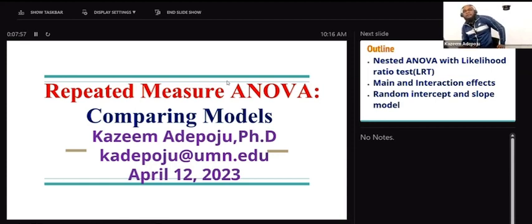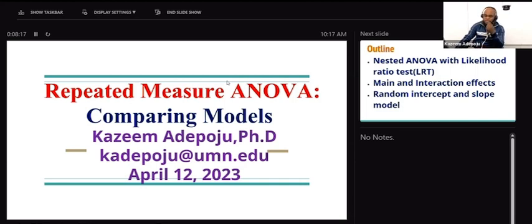Okay, so we're still on repeated measure ANOVA, except that today we're going to be comparing models. We could have different candidate models, and how do we compare them in a repeated measure ANOVA?